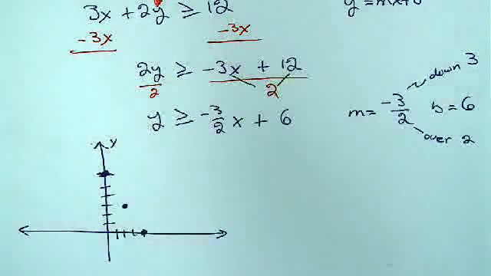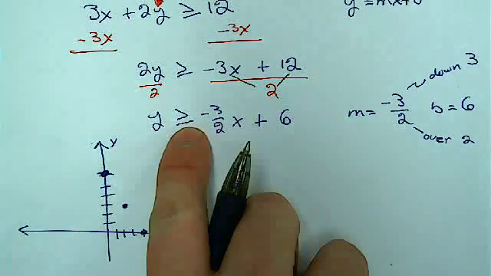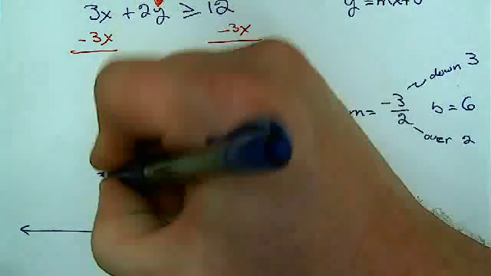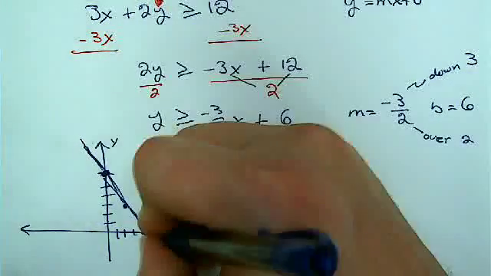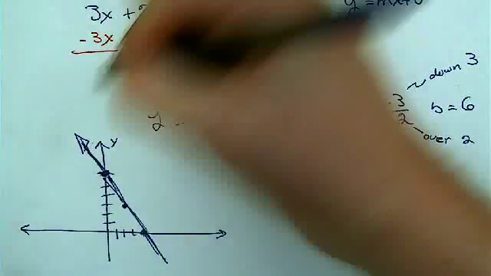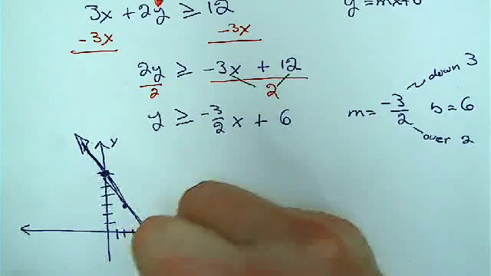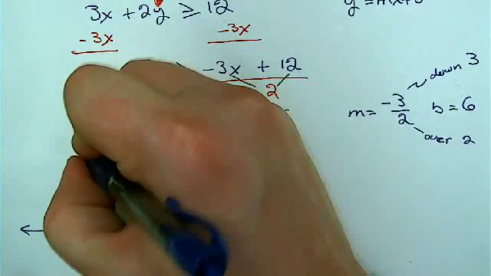So before I draw the line, am I making a solid line or a dotted line? Solid, because it has the line under it. It includes the equal to case. So I make a solid line through there. Something to think about with tomorrow's quiz, if I can't tell if it's a solid or a dotted line, I'm going to assume it's the wrong one.